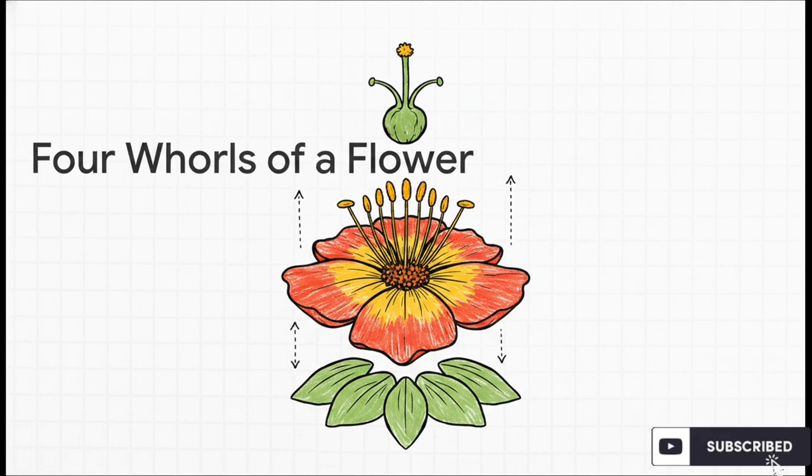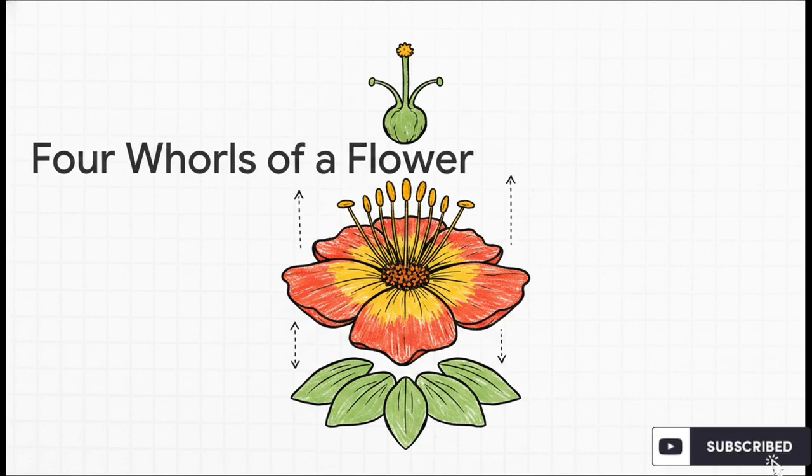Right at the very base, we've got the calyx. These are the green sepals that protect the flower back when it's just a vulnerable little bud. Moving up, there's the corolla, the colorful petals. Think of petals as nature's flashy billboards, right? They're specifically there to grab the attention of pollinators like bees and birds.